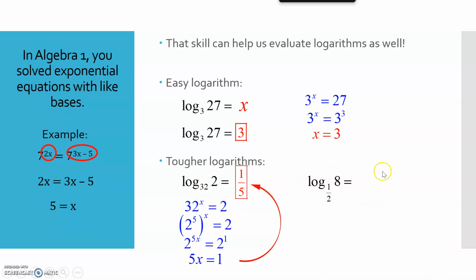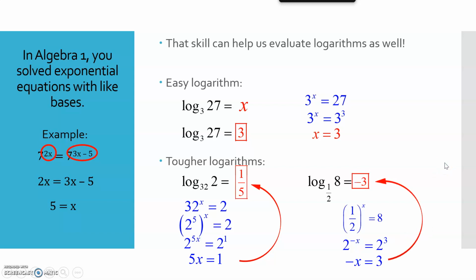On this one, base 1/2 would need what exponent, that's what we're looking for, to equal 8. I'm going to do property of exponents, make 1/2 2 to the negative 1, and at the same time make 8 2 cubed. Now that the bases are the same, we can equate the exponents to find that x is negative 3.